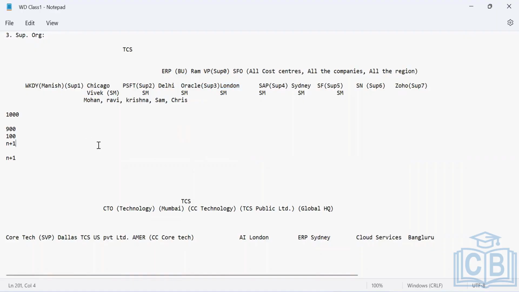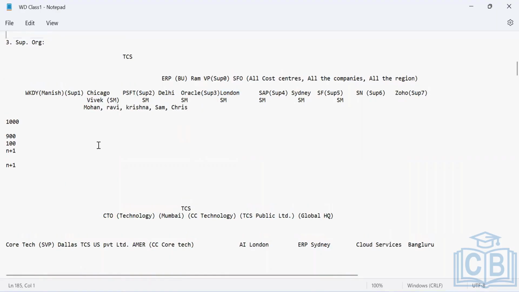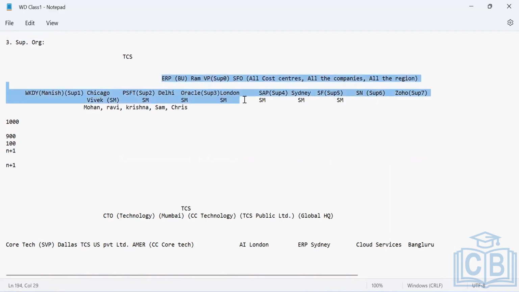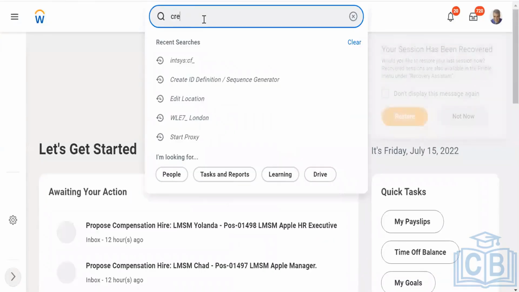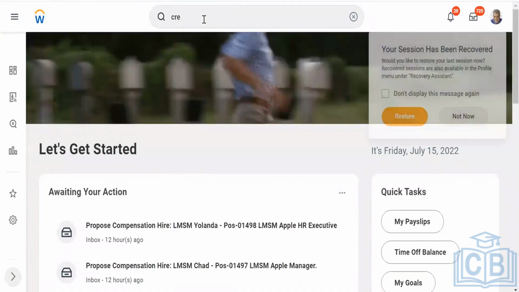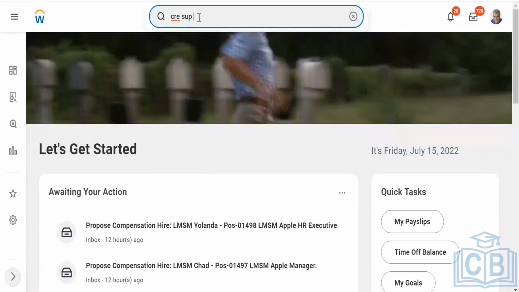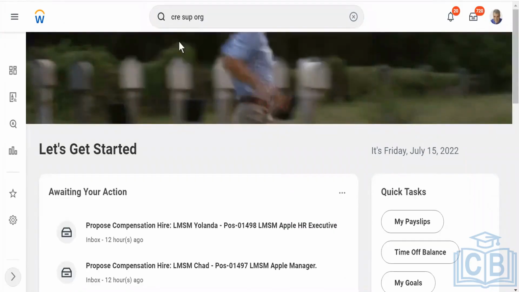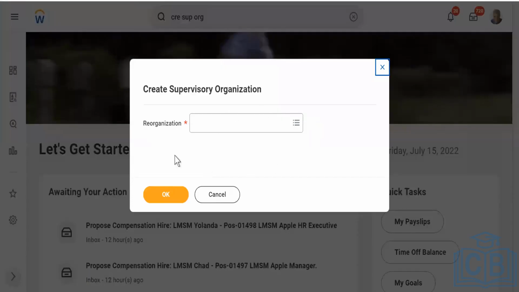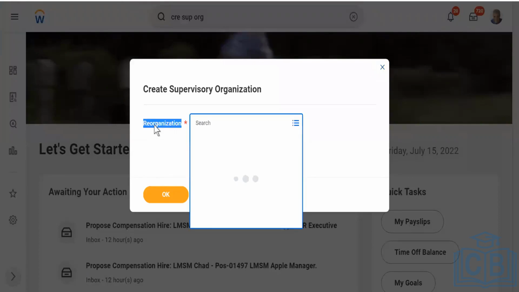Let's go beyond this, because there are a lot of concepts that we are going to understand in this part. First, you'll have to create the supervisory organization. Again, if I have to create it, create supervisory organization. I don't know if it will allow me, if this user has permission or not. Yes, there you go. It has permissions. If you see this supervisory organization, again, what is it asking me? You see how important that is.